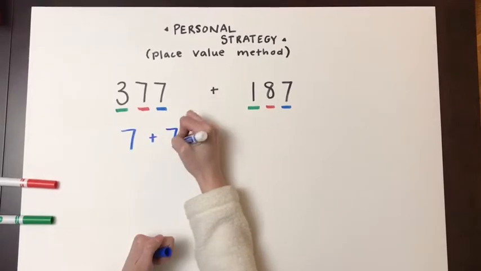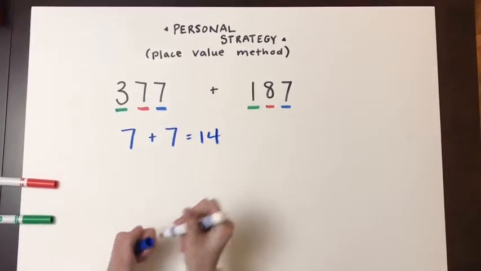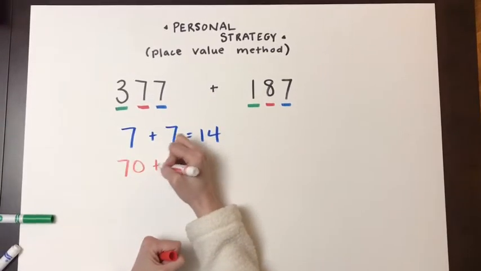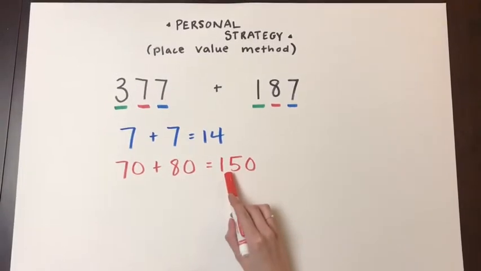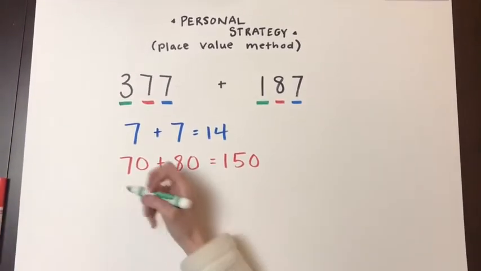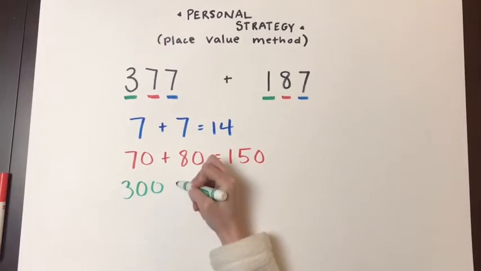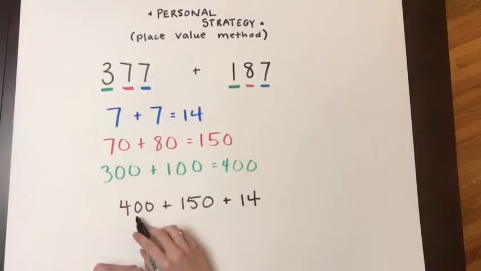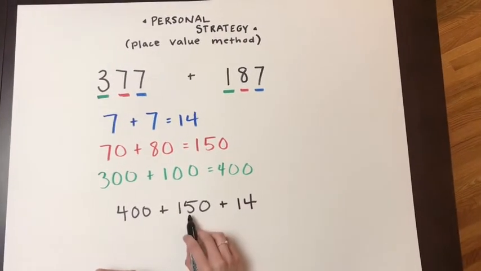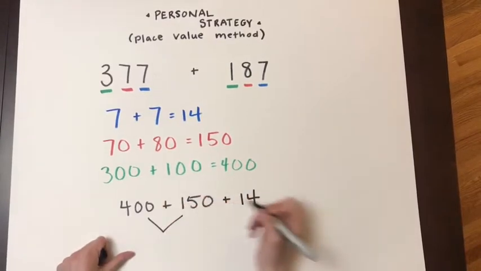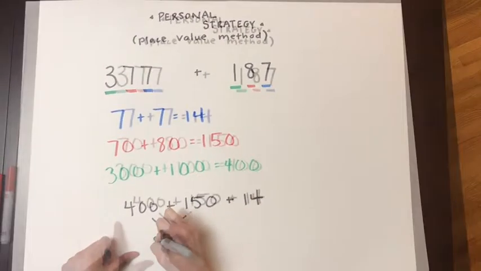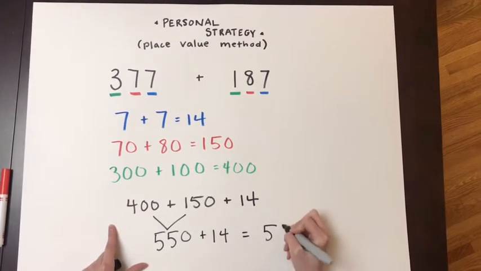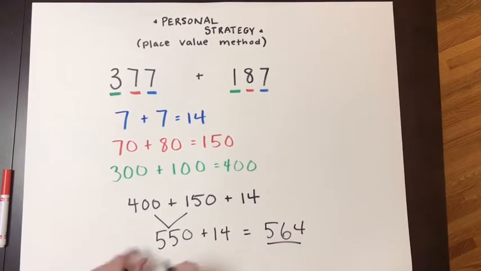7 plus 7 equals 14. And then we will go to the tens. 70 plus 80 equals 150. And then we will take from the hundreds column, 300 plus 100 equals 400. Now we will add our three sums, 400 plus 150 plus 14. 400 plus 150 is 550 plus 14 equals 564, which is our sum.